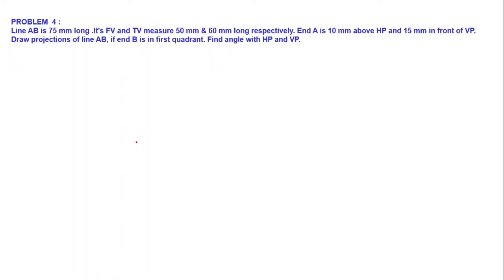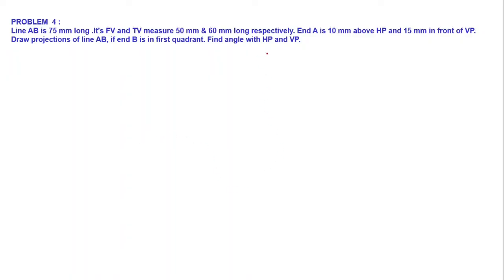Line AB is 75 mm long. Its front view and top view measure 50 mm and 60 mm long respectively. End A is 10 mm above HP and 15 mm in front of VP. Draw projections of line AB if end B is in first quadrant. Find angle with HP and VP.